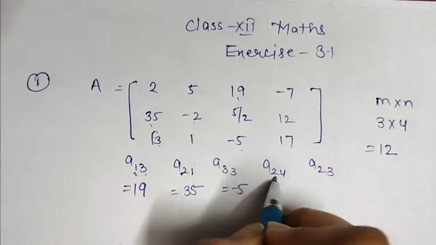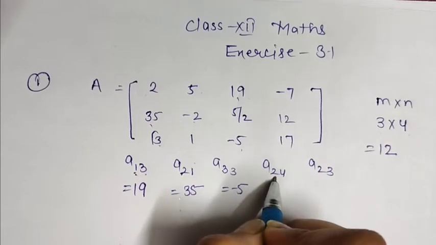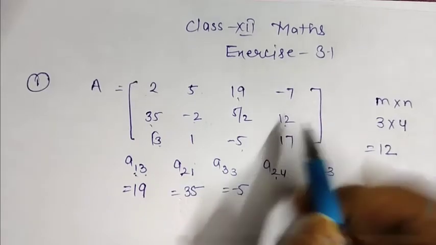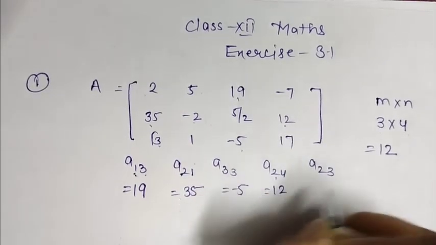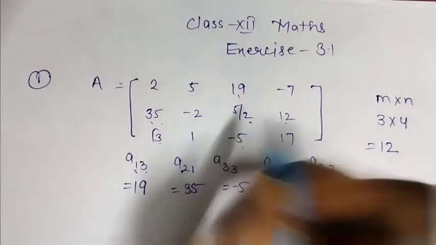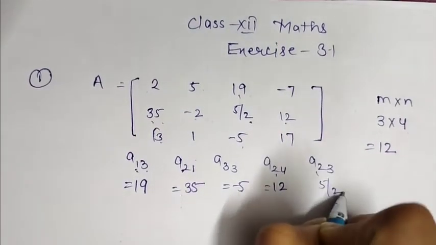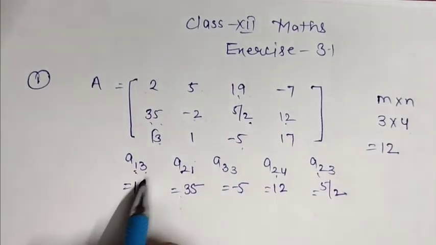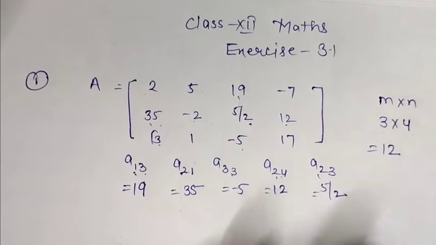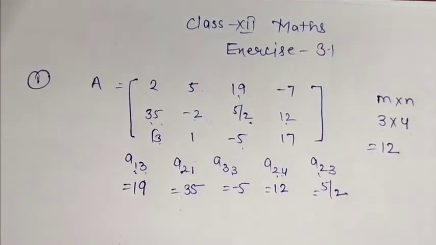Now we have A24, that means the second row and fourth element, that is 12. And we have A23, the second row and third element, that is 5 by 12. So we have found A13, A21, A33, A24 and A23. All 3 parts of this question are completed.